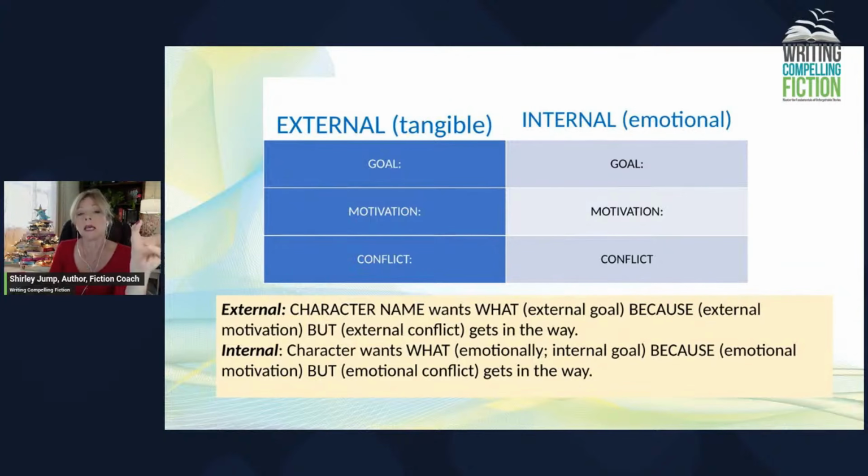And if you take a second and do those, you may see some overlap and some places where the internal is in direct opposition to the external. Take a second and write these two sentences out for yourselves, the external and the internal. If you have trouble with that sentence, feel free to drop it into the comments and I will help you with that, because you really do need that for your whole book.